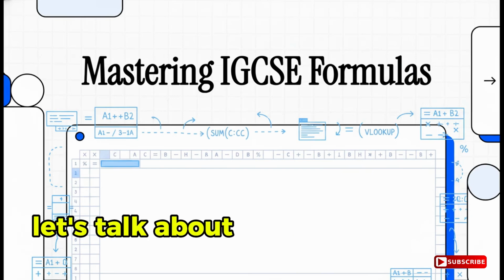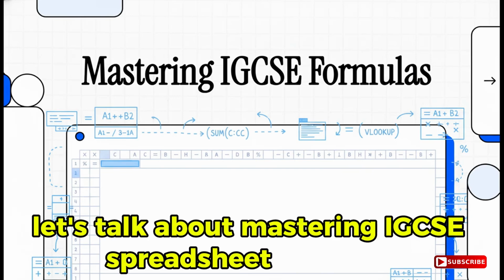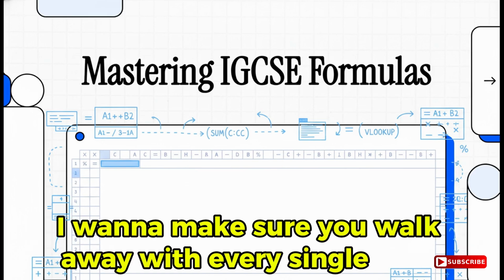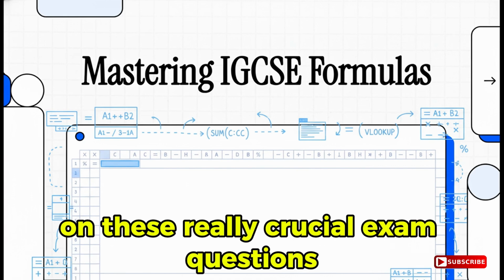Right, let's talk about mastering IGCSE spreadsheet formulas. Look, our goal here is super simple. I want to make sure you walk away with every single mark on these really crucial exam questions.